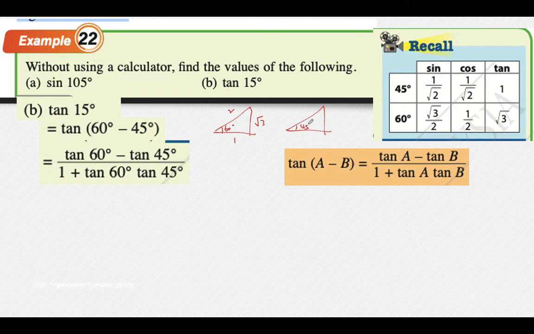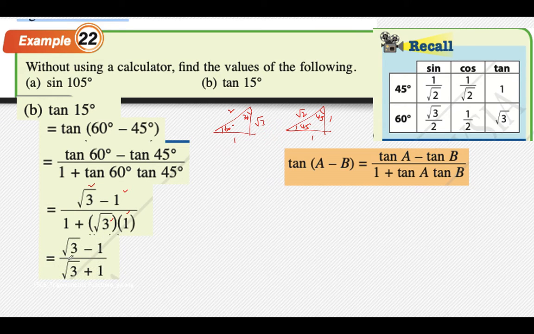Make it easier. 45, 45. Here 1, 1. Here square root 2. Okay, here 30, this is the special angle. Now tangent 60, 60 we see here, opposite over adjacent, so square root 3 minus tangent 45, opposite over adjacent, 1. 1 plus tangent 60 and tangent 45, get this number. So here 1 plus square root 3 will be square root 3 plus 1. It's the same. Up here you copy down.